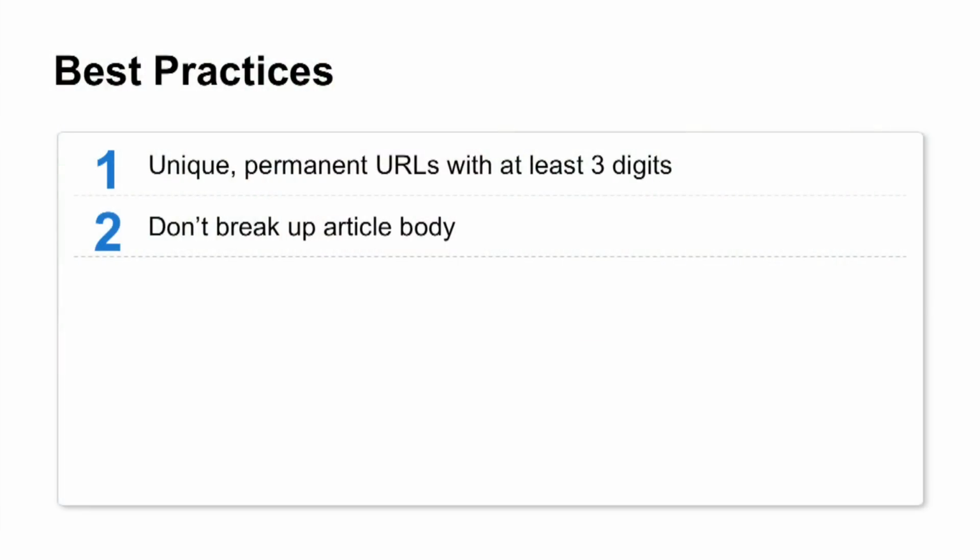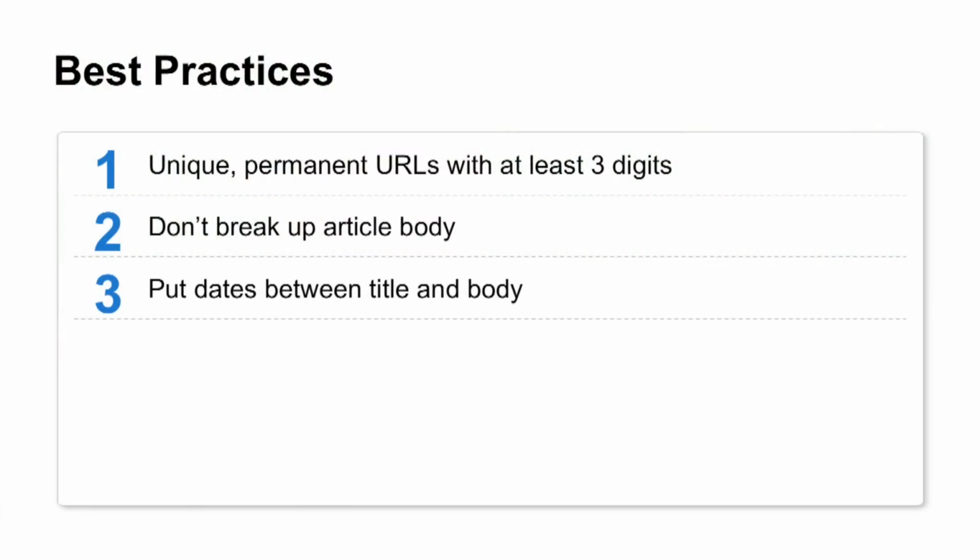A third best practice is to put dates between the title and the body, and that will help our data extractor to have the correct publication date. Fourth, titles matter. And this is to have a good HTML title as well as an article title. So you want your title to be extremely indicative of the story at hand.